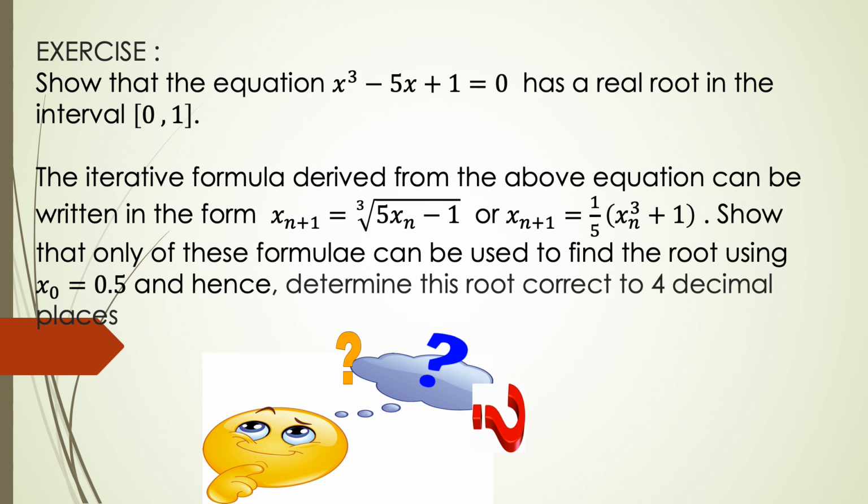We can divide the question into 3 parts. The first part, we use the intermediate value theorem to show that the equation has a real root in the interval 0 and 1. The second part, we derive the iterative formula from the equation given. The third part, we are going to find the root using the initial value 0.5 to find the approximation root.